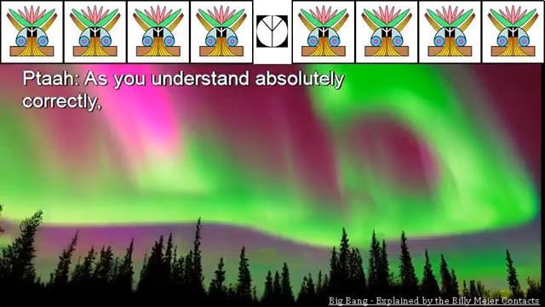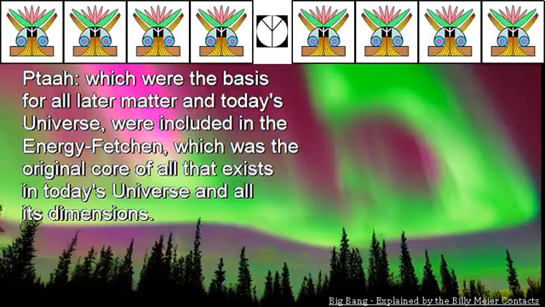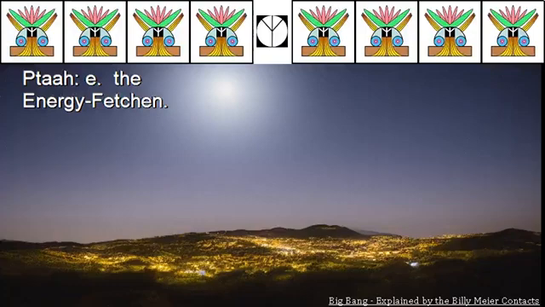To repeat, as you understand absolutely correctly, the basic building blocks of original material consisting of 280 elements, which were the basis for all later matter and today's universe, were included in the energy fetching, which was the original core of all that exists in today's universe and all its dimensions. Of course, all of the fine material elements were also equally included in the original core, the energy fetching.